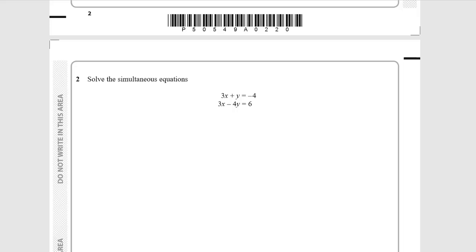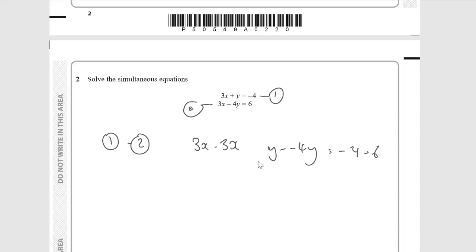So here are simultaneous equations. For question 2, solve these. I'm going to use elimination because I see 3x in my equation 1 and 3x in my equation 2. Since we want to avoid any negative numbers on my y, I'm going to say 1 subtract 2, so equation 1 subtract equation 2. So 3x minus 3x, y minus 4y equals minus 4 minus 6. So this cancels. This gives us 5y equals minus 10.